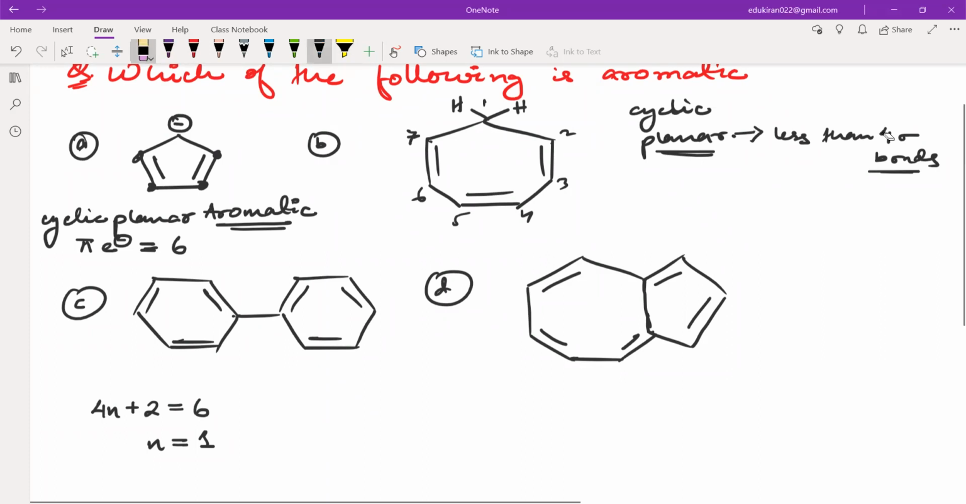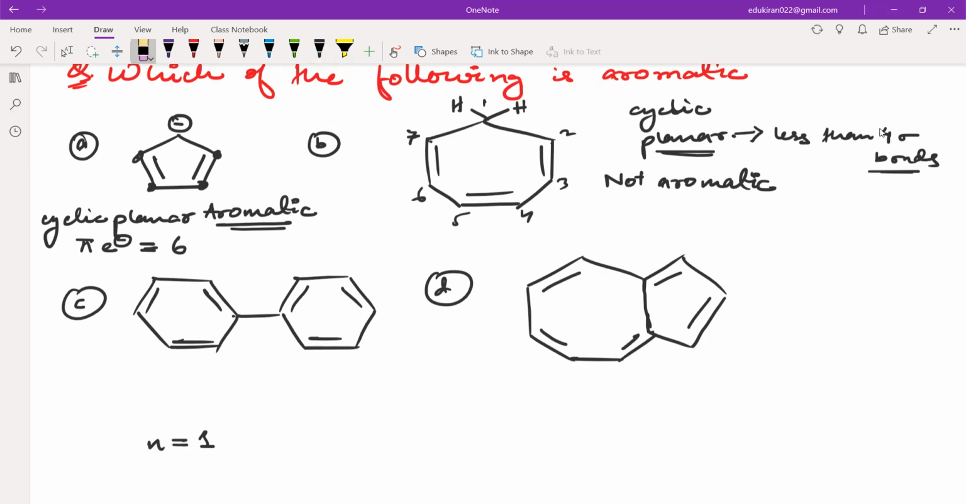So it is not a planar structure. That is why it will be not aromatic. Not aromatic.